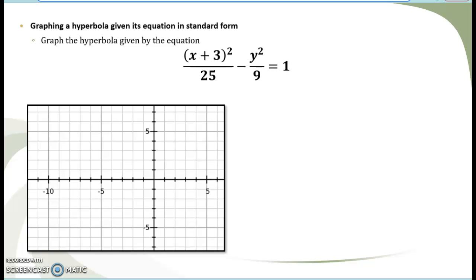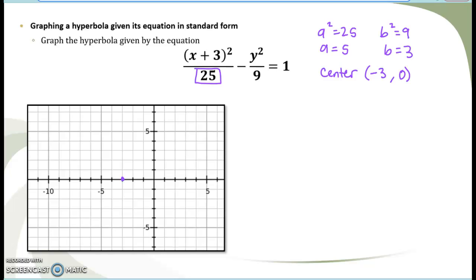Take a look at this standard form. The negative is in front of the y squared over 9, which means the 25 is our a squared. So a squared equals 25, which means a equals 5, b squared equals 9, or b is equal to 3. The center is at (h, k) always. h is attached to the x, so h is -3 and k is 0. So we're going to have a center at (-3, 0) right there.